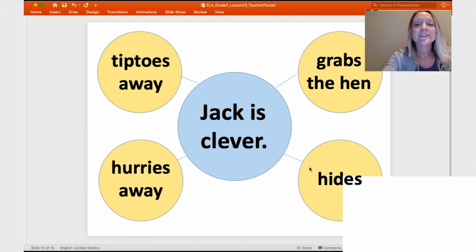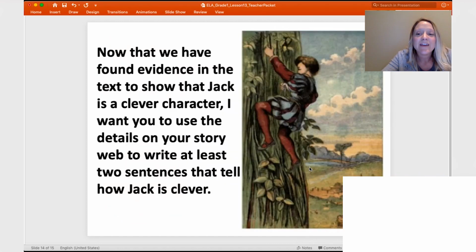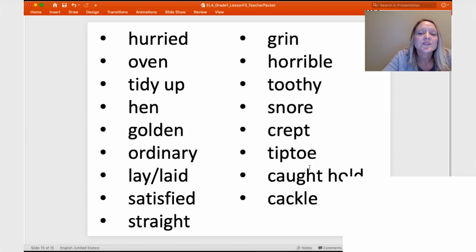Now, if you found some different ideas or you want to add even more details, that would be wonderful. Now that we have found some evidence, boys and girls, in our text to show us that Jack is a very clever character for sure, I want you to make sure you use the details in your story web to write at least 2 sentences today, okay? And here is a word list that you might want to use to help you write those complex, detailed sentences. You might want to use the word hurried, satisfied, golden.